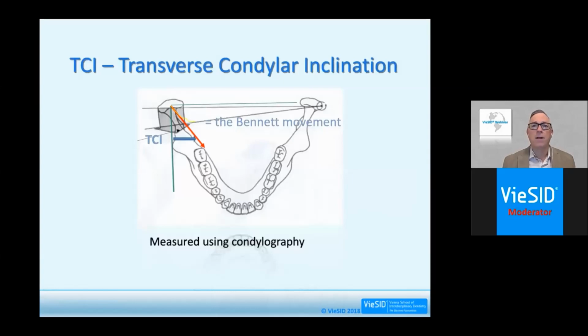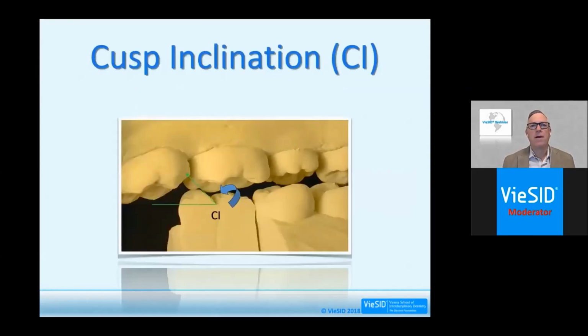The transverse condylar inclination is also called the Bennett movement, and it's measured as the angle the condyle moves to the opposite or contralateral side in a medial-obtrusive movement. This is relative to the straight anterior reference line. In this diagram, it's the red arrow with the angle being depicted in blue. Cusp inclination is the angle the cusp makes to the occlusal plane. This is if the tooth was sectioned through the central groove.